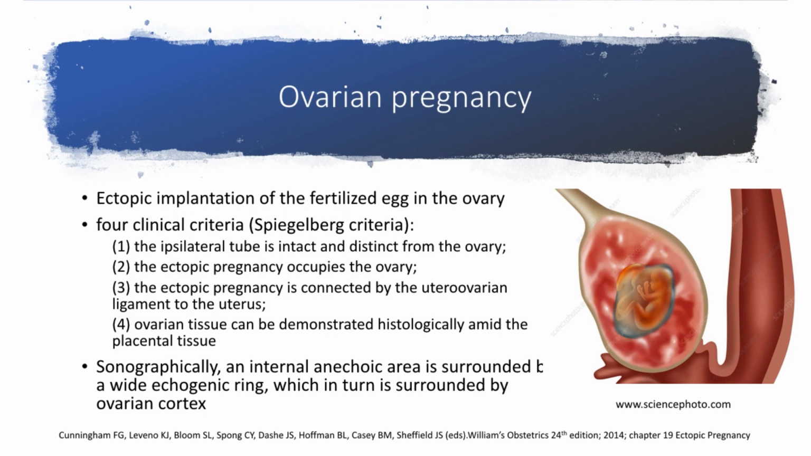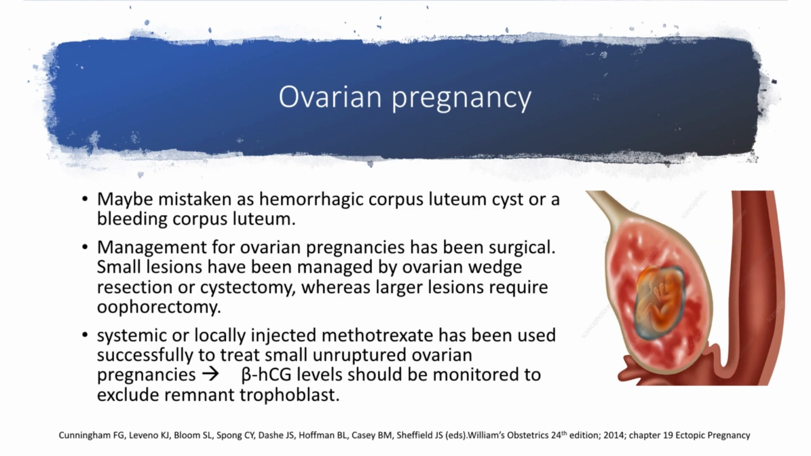Sonographically, an internal anechoic area is surrounded by a wide echogenic ring, which is in turn surrounded by an ovarian cortex. Ovarian pregnancy may be mistaken as hemorrhagic corpus luteum cyst or a bleeding corpus luteum, and management for ovarian pregnancies has been surgical. Small lesions have been managed by ovarian wedge resection or cystectomy, whereas larger lesions require oophorectomy. Systemic or locally injected methotrexate has been used successfully to treat small unruptured ovarian pregnancies, and beta-HCG levels should be monitored to exclude remnant trophoblast.